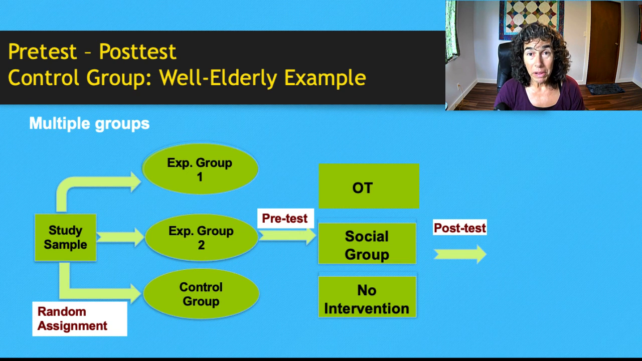Going back to the well elderly study, we had the study sample. We actually had three groups, right? So remember, we had the OT group, the social group, and no intervention. And we had random assignment, making it experimental. We had a pretest, and then we had a post-test. And I believe that was at 1 month and 9 months.